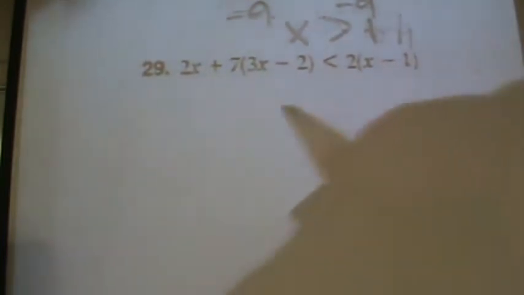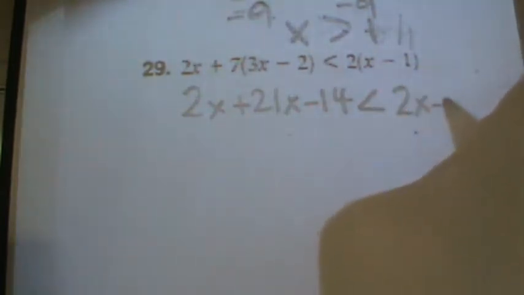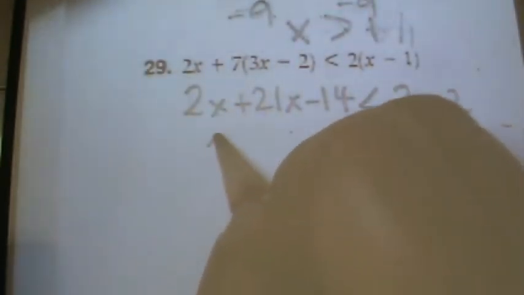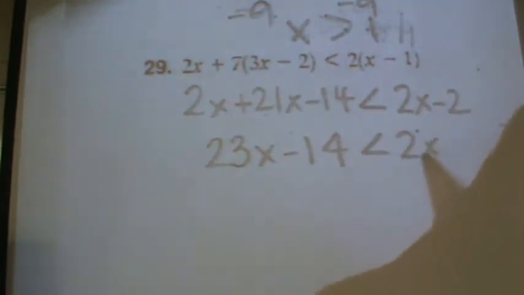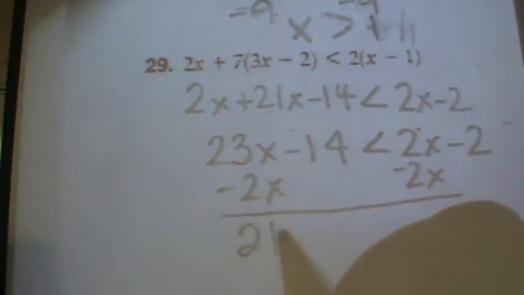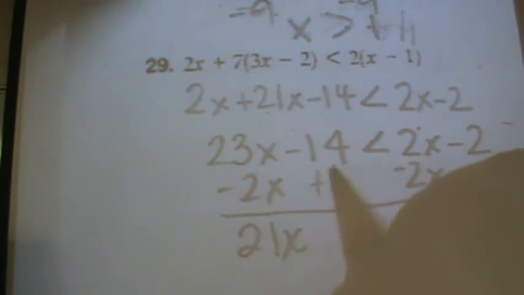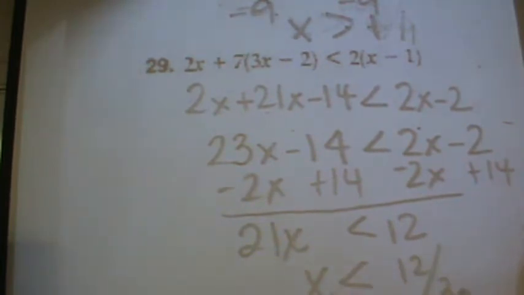This one, we are going to distribute the 7, so 2x plus 21x minus 14 is less than 2x minus 2. We're going to simplify. This is going to be 23x. Subtract 2x. So we have 21x here. We're going to add 14. You get 12. And x is less than 12 21sts.